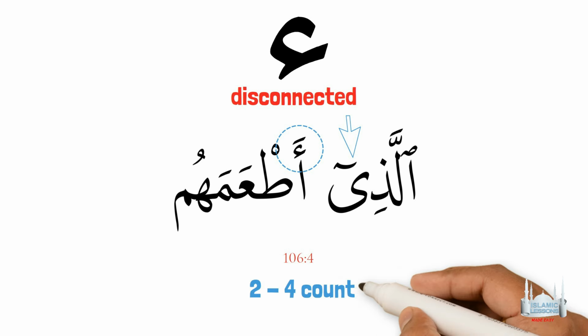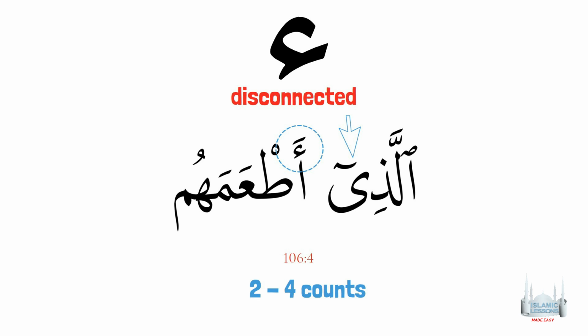In this example, we see a long vowel in one word, and directly after it we see a Hamza in the next word. We lengthen it for 2 or 4 counts if preferred.